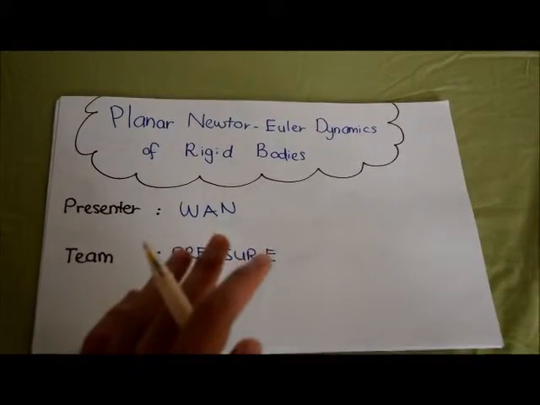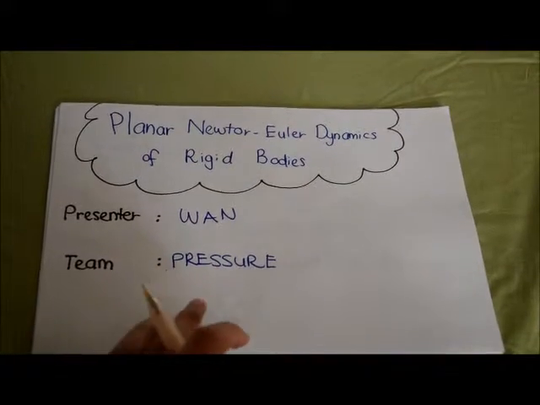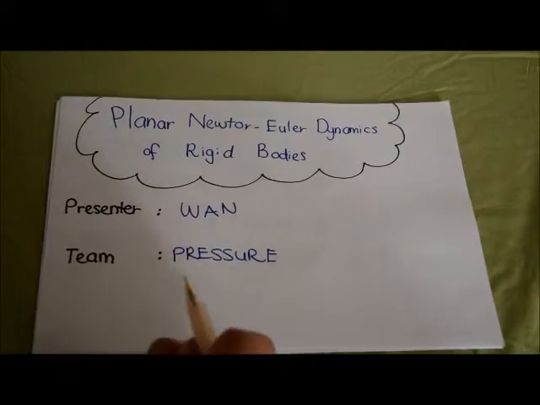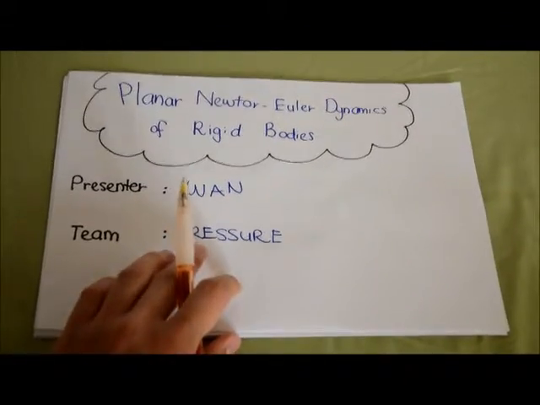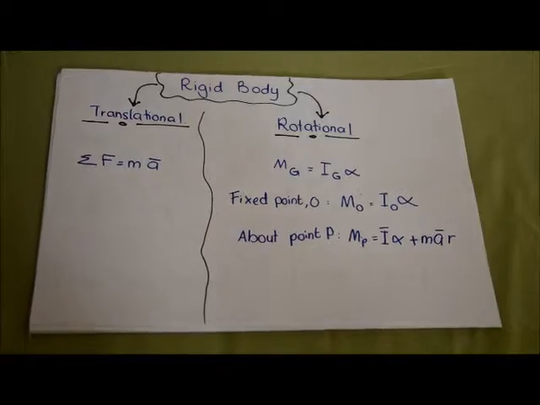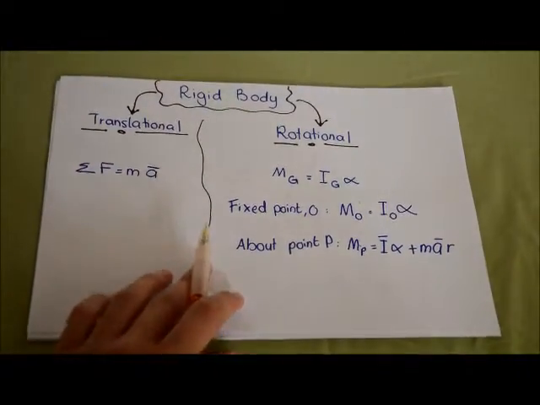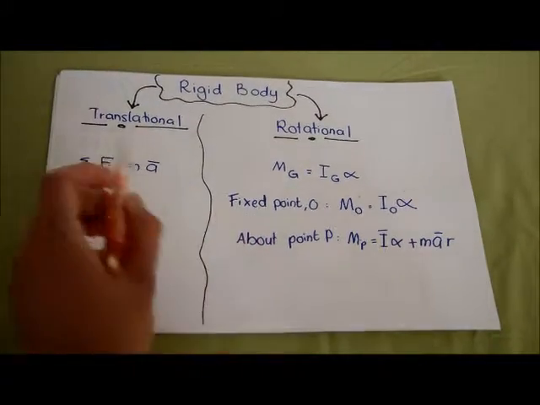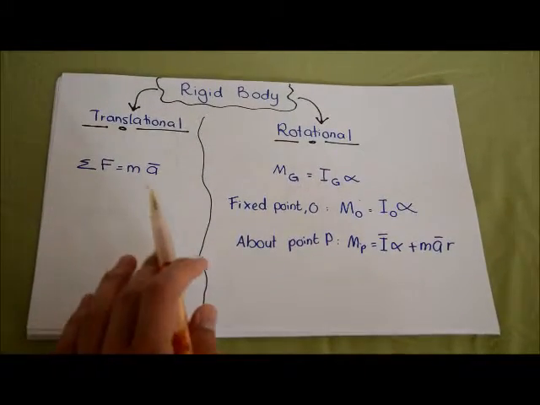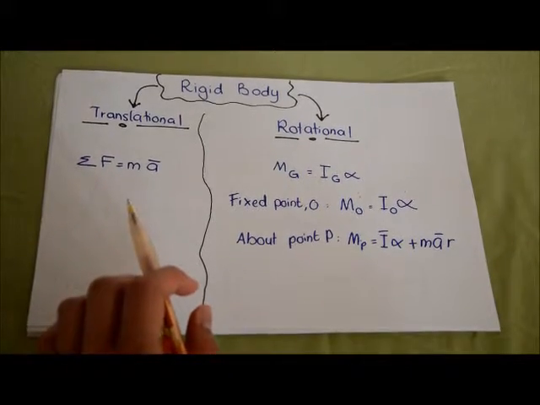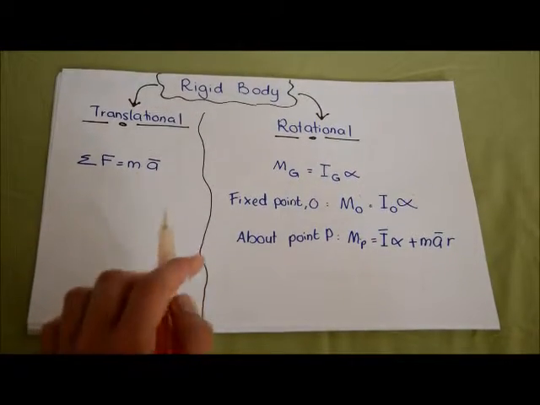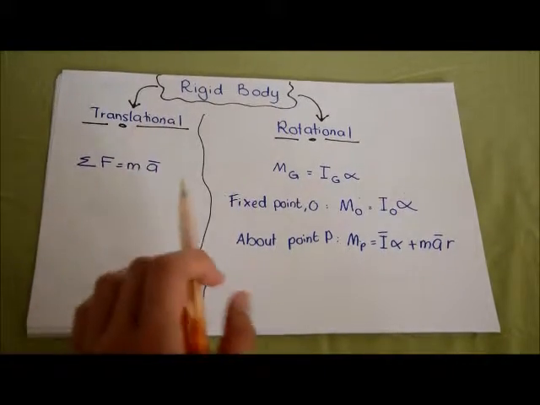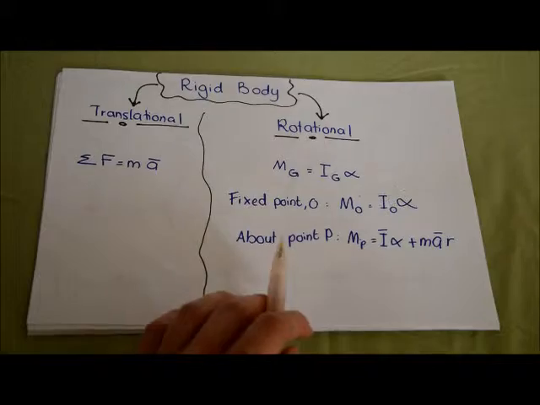Today I would like to present one of the topics in Engineering Mechanics 2, which is planar Newton-Euler dynamics of rigid body. Generally, the dynamics of a rigid body in general motion combines both translational and rotational motion. For translational motion, we already have a balance of linear momentum, which can be solved by using summation of F equals m a bar. But how are we going to solve for rotational motion?